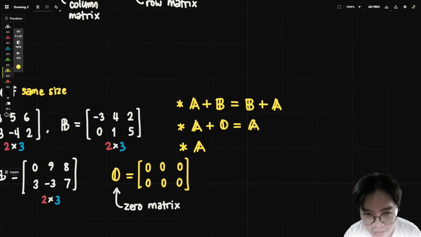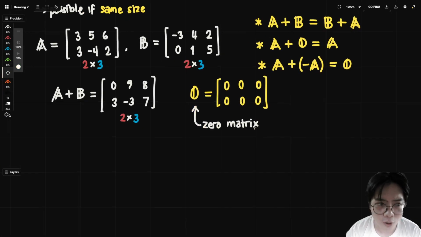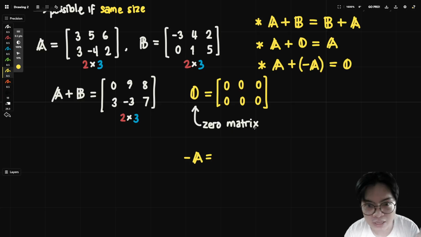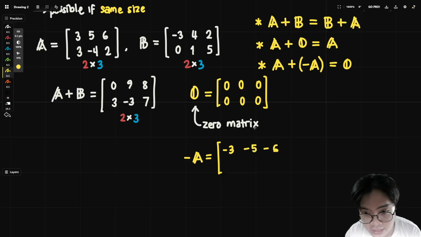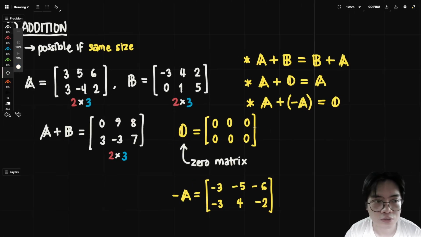There is such a thing that if you add it together with your original matrix, you will arrive at the identity matrix. And of course, this is going to just be the opposite, the additive inverse of matrix, let's say, for example, A. In this case, you just take the additive inverse of everyone. Let's say, for example, negative 3, negative 5, negative 6, negative 3, positive 4, negative 2. And again, I'm just looking at matrix A right here. Okay?